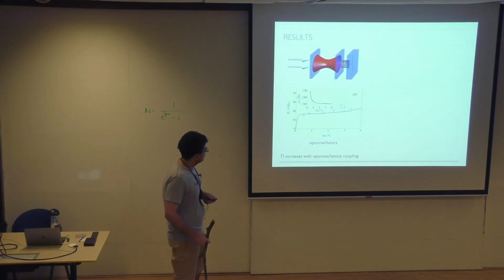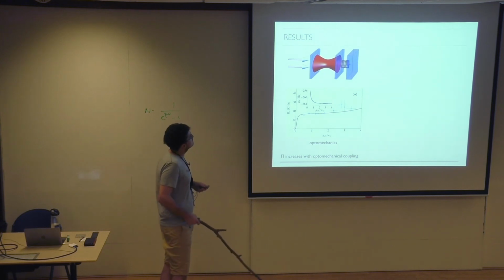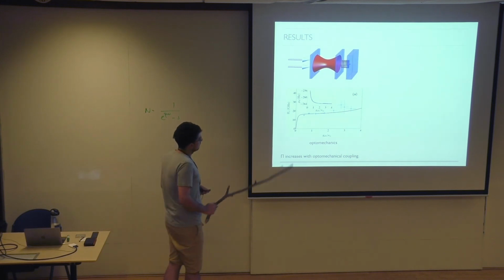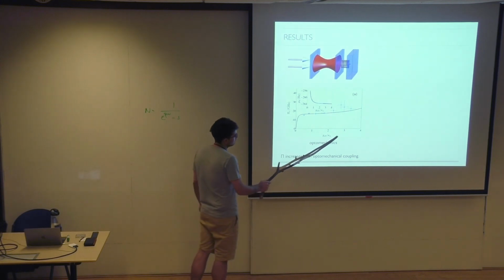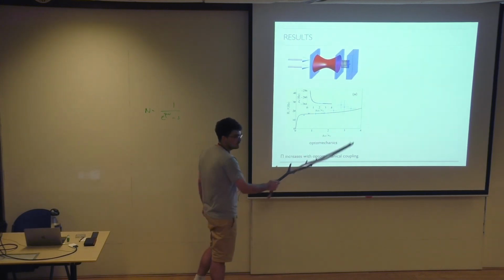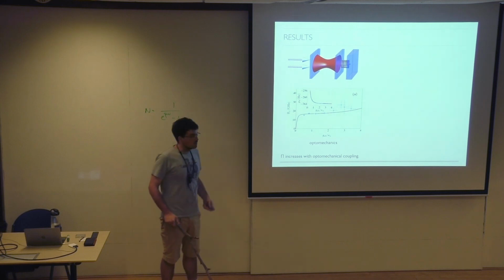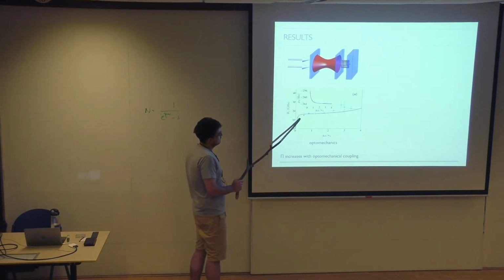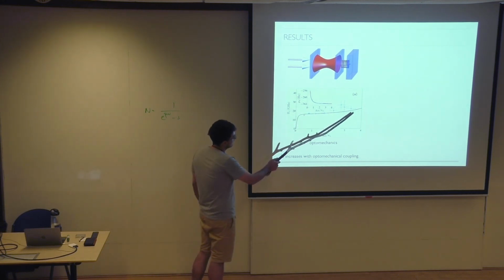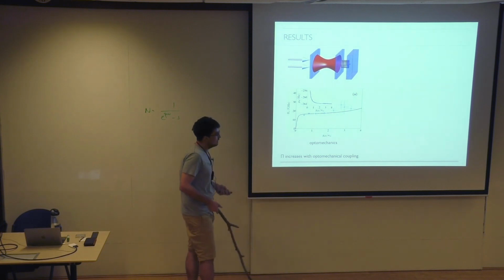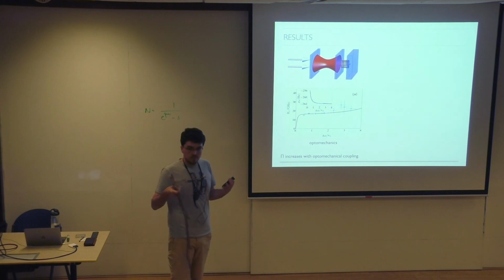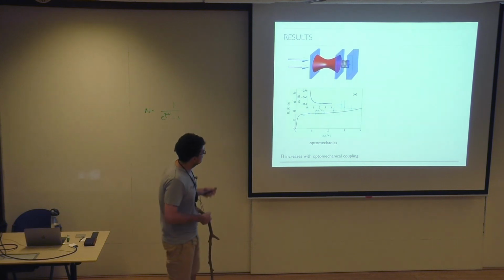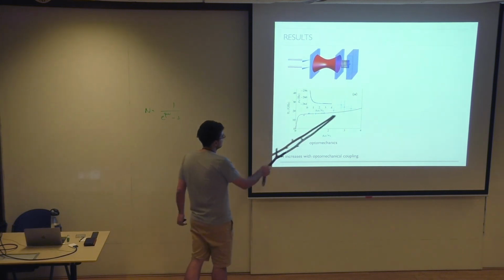Okay, and now here are the results. This is for the optomechanical system. This is the entropy production as a function of the coupling strength, a normalized coupling between the optical and the mechanical modes. And what you find is that the entropy production increases with opto-mechanical coupling. It does so because the current increases. The more strongly coupled they are, the more heat flows from one to the other, and so the entropy production also increases.